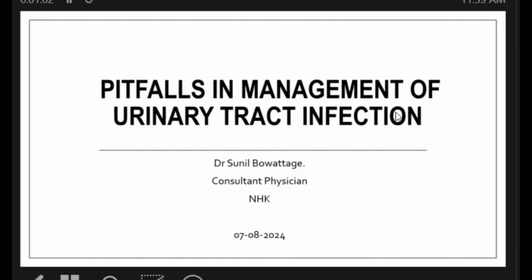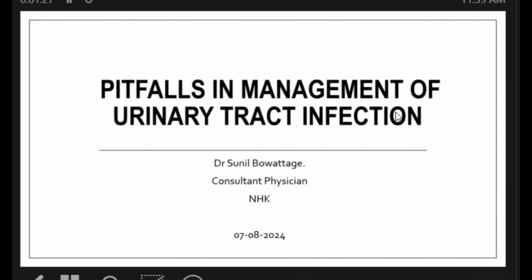So it's everywhere. Maybe in the outpatient department, maybe GP level, maybe come to the medical wards, surgical wards, gyn and obs wards, everywhere the urinary tract infections are there. And unfortunately, worldwide, the guideline-based or clinical care pathways are available.